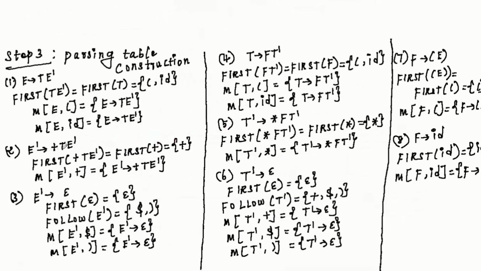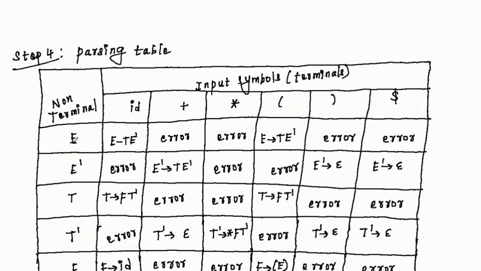E dash tends to plus TE dash. Take first of plus TE dash. The first symbol is plus, first of plus is a terminal symbol, then write plus. As per the algorithm, M of non-terminal symbol capital E dash, comma, plus, then write the production E dash tends to plus TE dash. In the parsing table, E dash plus is going to be E dash tends to plus TE dash.